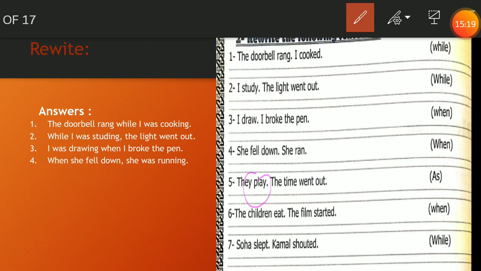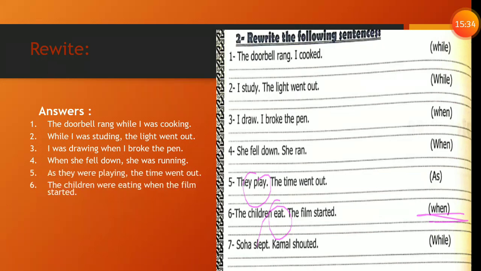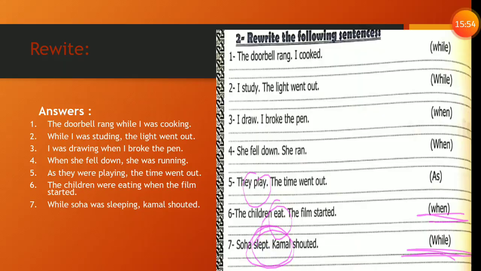Number 6, the children eat, the film started. "When" in small letters. Eat took the long time in the past. So here, the children were eating when the film started. Number 7, Soha slept, Kamal shouted. "While" with a capital. Slept took the long time in the past. So here, while Soha was sleeping, Kamal shouted.